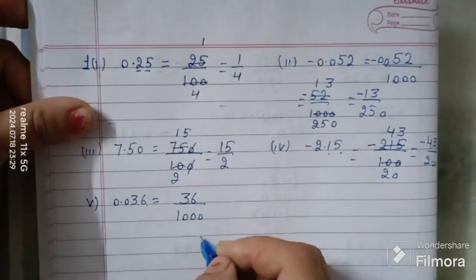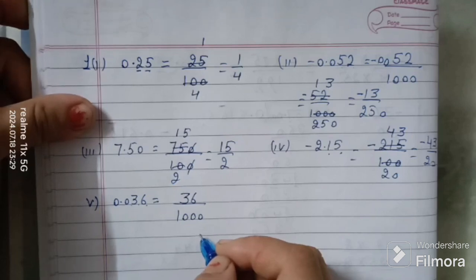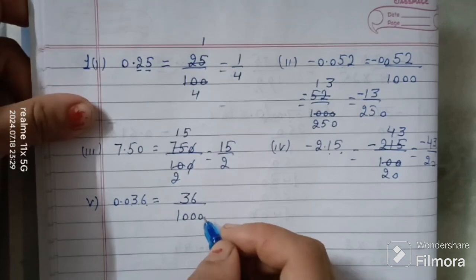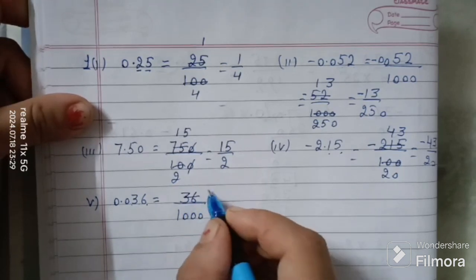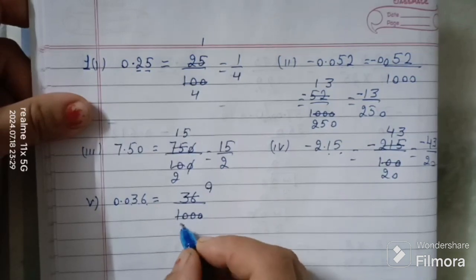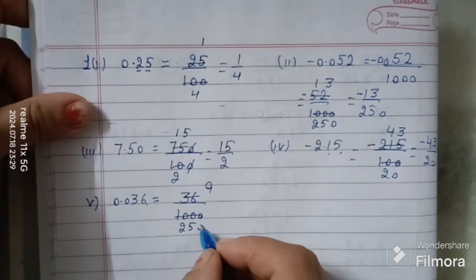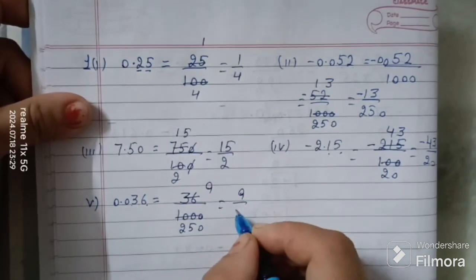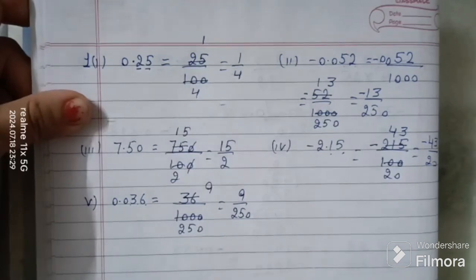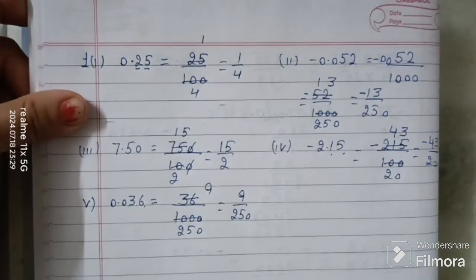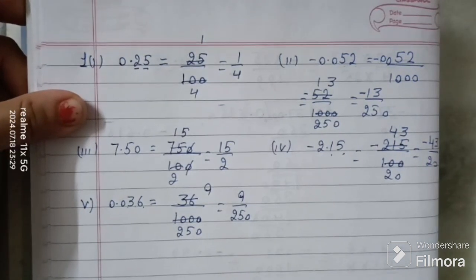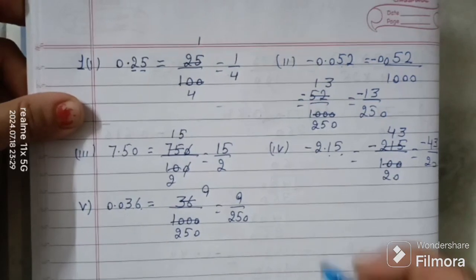So are they co-prime? No, these two numbers are not co-prime because both are divisible by 4. 4 nines are 36, and 4 25s are 100 and 0. That is 9 by 250. Are these two numbers co-prime? Yes, because they don't have any common factor.